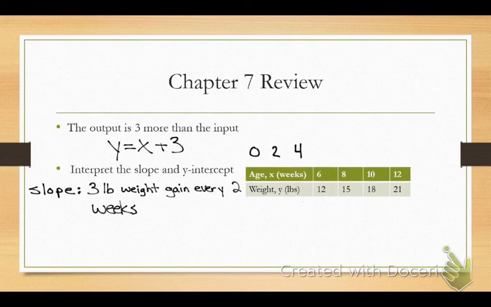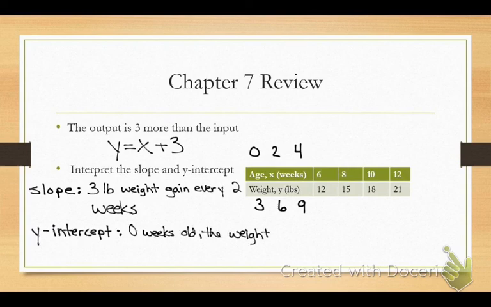Okay? So at 4 weeks, it's 9 pounds. At 2 weeks, it's 6 pounds. So at 0 weeks, how much does it weigh? 3 pounds. And so I would put that into a sentence. All right. At 0 weeks of age, the weight is 3 pounds. And that's how I would write it. So it's 2 points for the slope, 2 points for the y-intercept. 0 weeks old, the weight is 3 pounds.